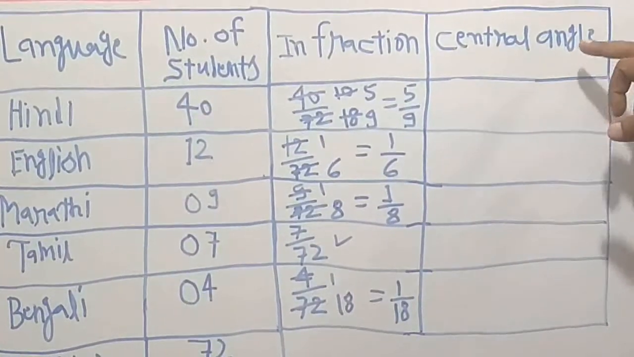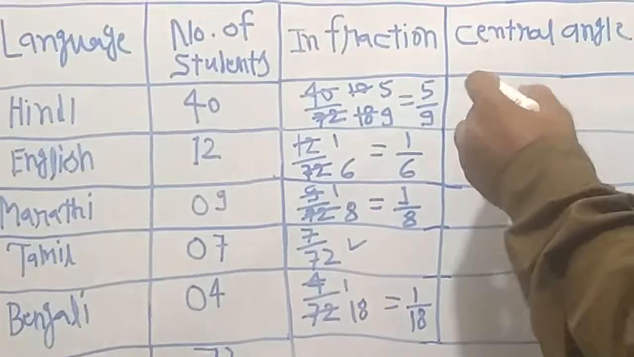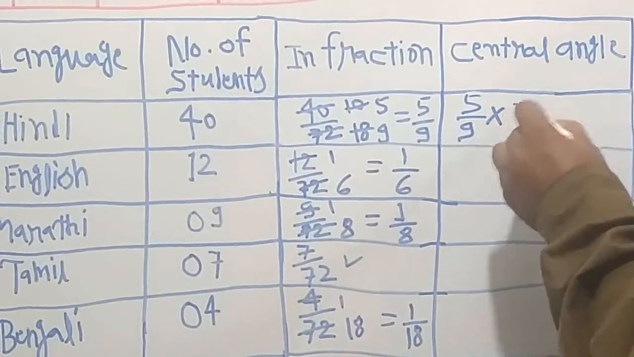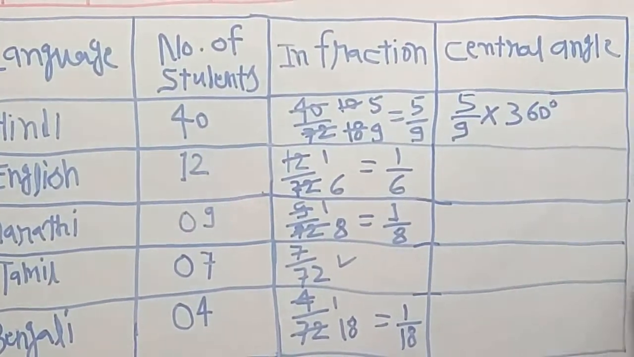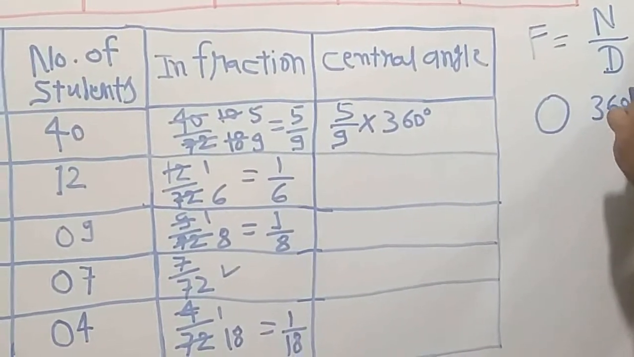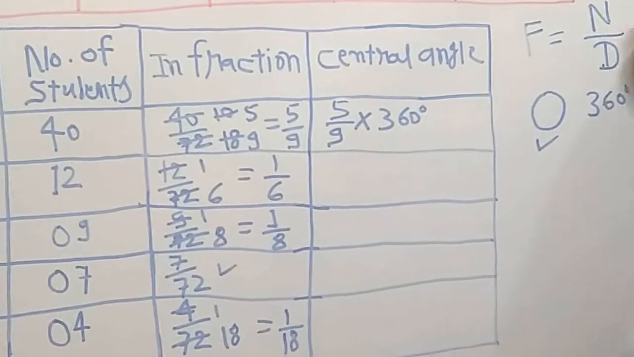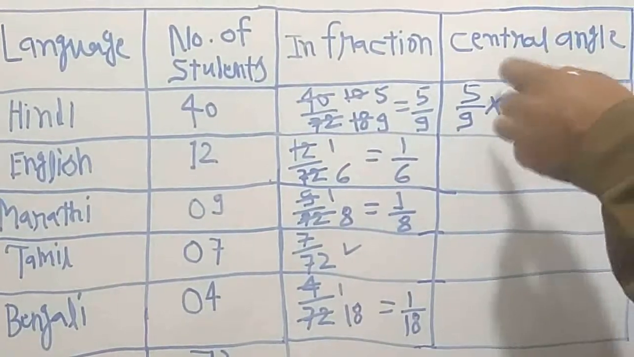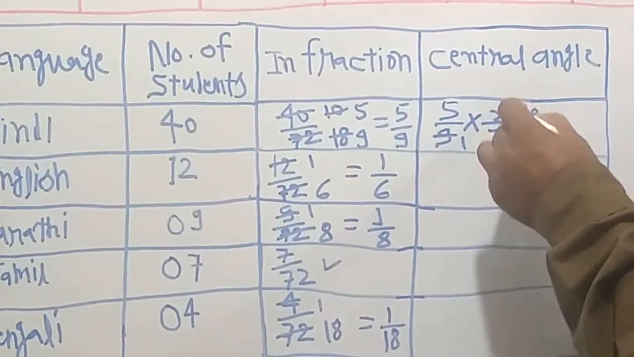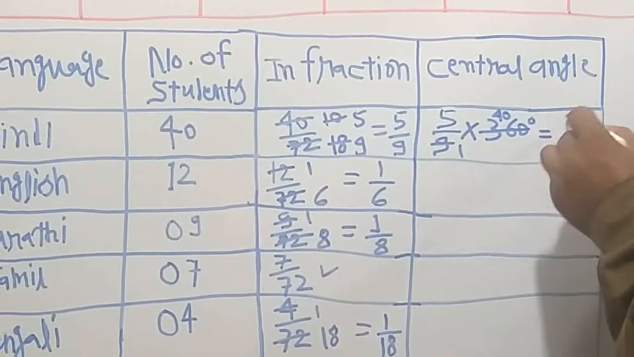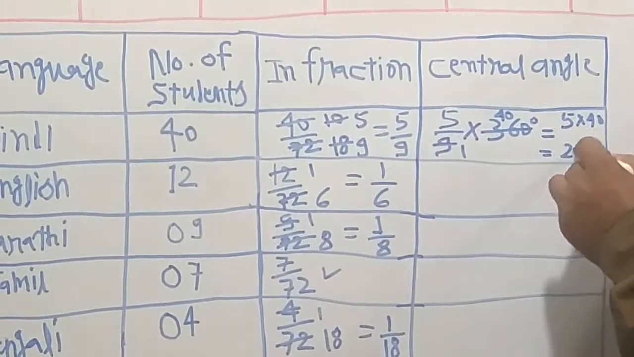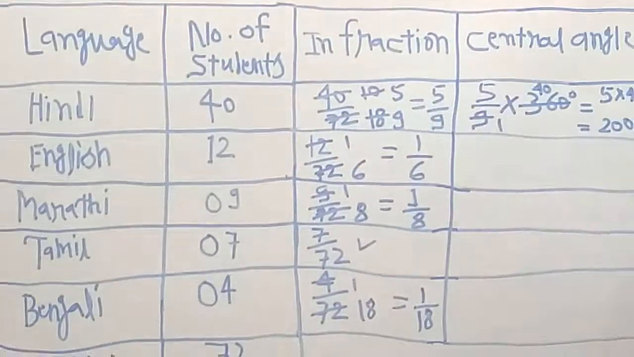Now we are going to calculate the central angle. For this we multiply the fraction for Hindi, 5 upon 9, with 360 degrees. For a circle the complete angle is 360 degrees, and we plot our pie chart in a circle. So we multiply this fraction with 360 degrees. Now we cut it: 9 ones are 9, 9 fours are 36. It is 40. So 5 multiplied by 40 gives you 200 degrees. This is the angle for Hindi.